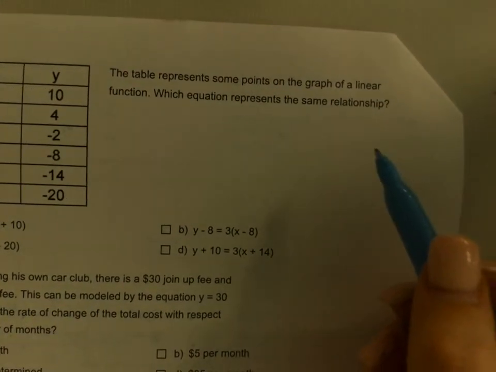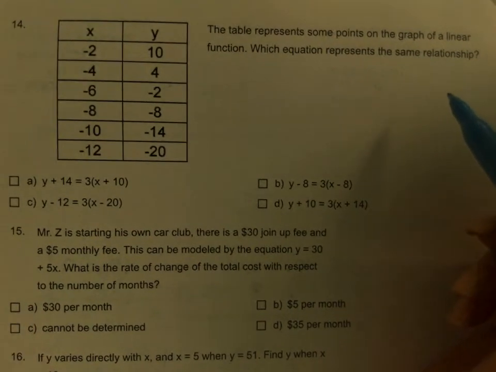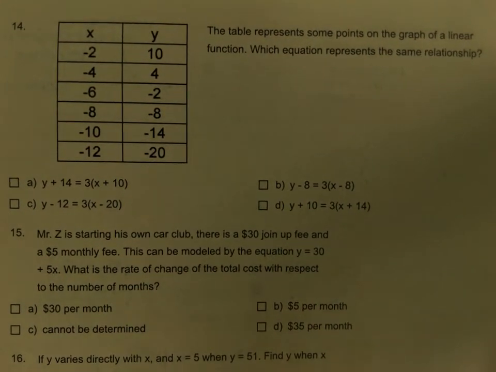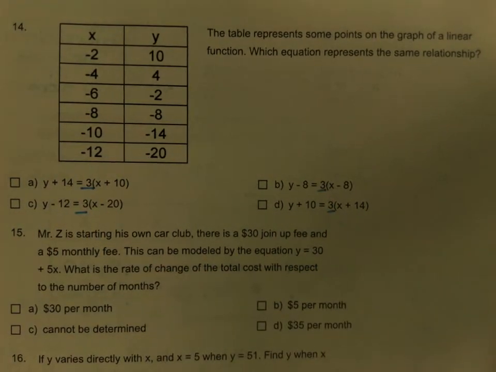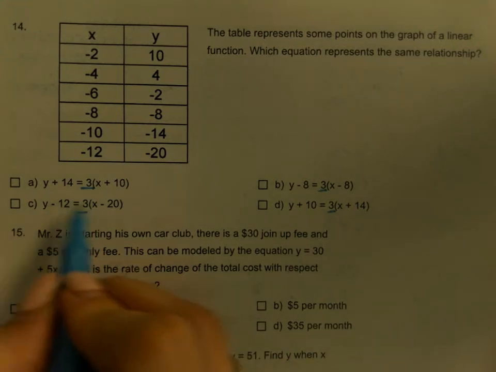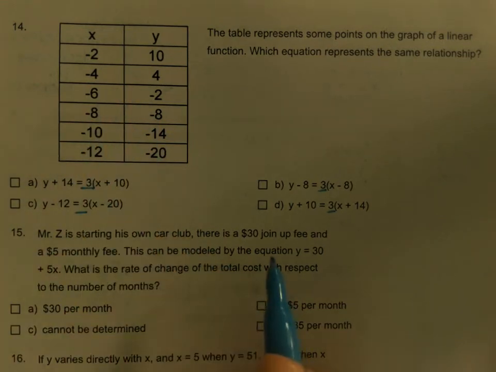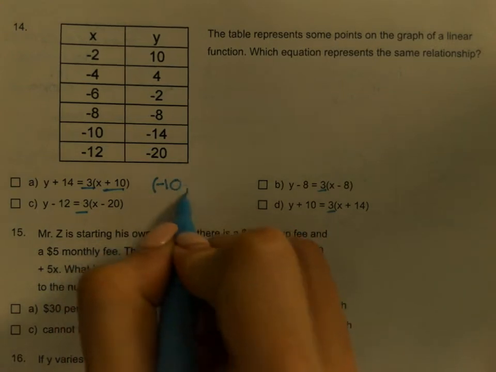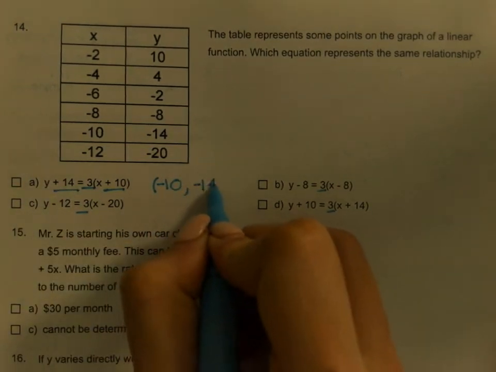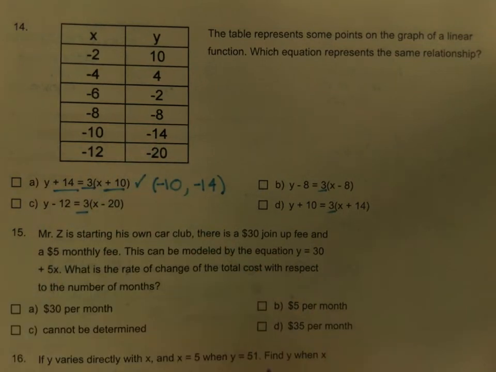The table represents some points on the graph of a linear function. Which equation represents the same relationship? So you could put these in stat, you could find the slope, but look at all these equations. They all have the same slope. So we know our slope is 3. All we're doing is looking at the points. So you could put them in y equals and check to see if their points are on the graph. Or we should be able to pull out our points. The x value is a -10. The y value is a -14. -10, -14, that matches. I bet you that's our answer.